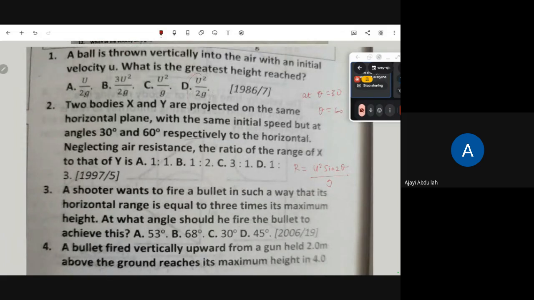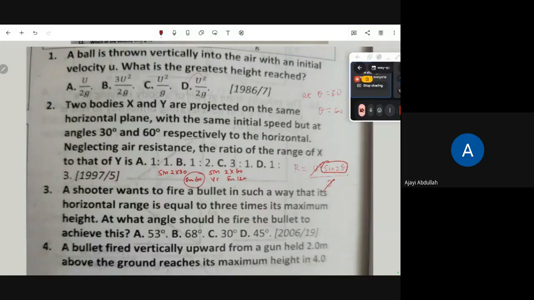So R is equal to u squared sine 2 theta over g, with the same initial speed. So the initial speed is not relevant. In fact, for this question you don't need to solve anything. It only asks for the ratio of the range. These are the same, so we can cancel them out. What is important is only sine 2 theta. For the first one, it will be sine 2 times 30. The second one will be sine 2 times 60. So here it will be sine 60 versus sine 120.